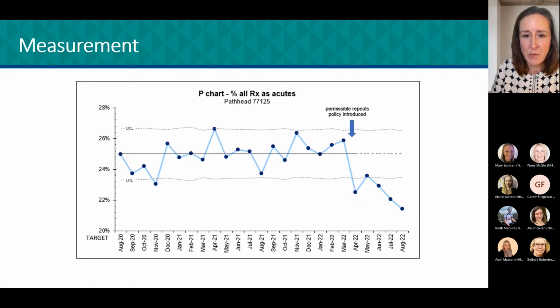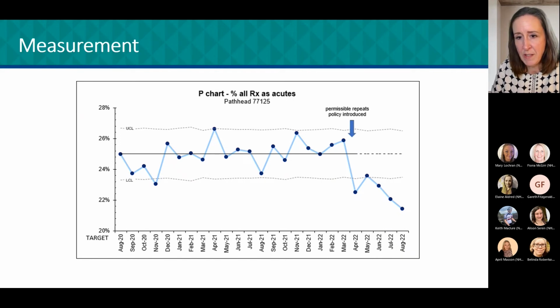And what did we get as a result? Well, this chart here shows the percentage of all our prescriptions as acutes, and you can see that we had quite a long baseline period to compare to, with an average percentage of prescriptions as acutes about 25% until April 22, when we started testing our permissible repeats policy.